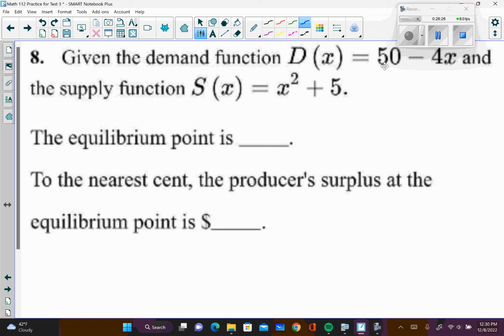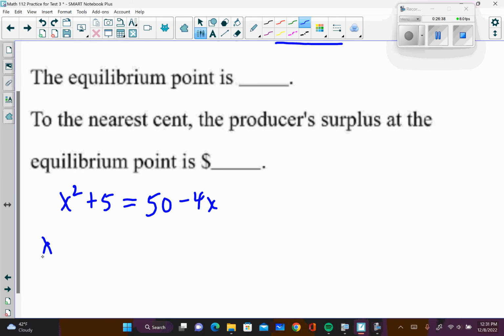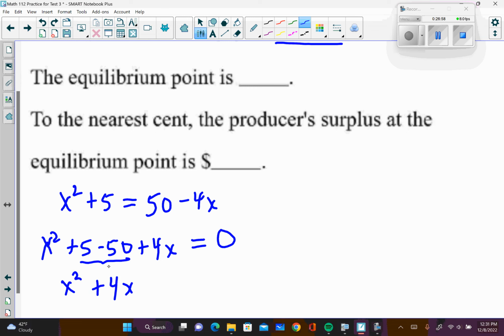Equilibrium is when supply, which is x squared plus 5, is equal to demand. To solve this equation, it's called a quadratic equation, so we have to get one side of the equal sign to be 0, making this a minus 50 and making this a plus 4x, so that we have equals 0. But then 5 minus 50 is negative 45. So we have x squared, then there's a plus 4x, and then these are like terms. 5 minus 50 is negative 45.